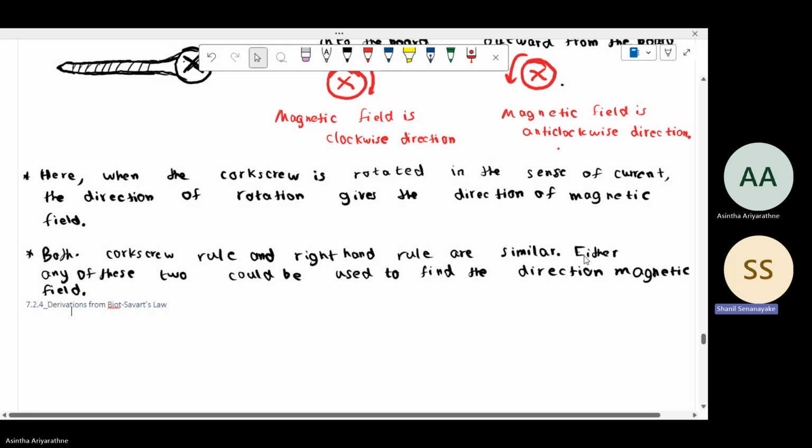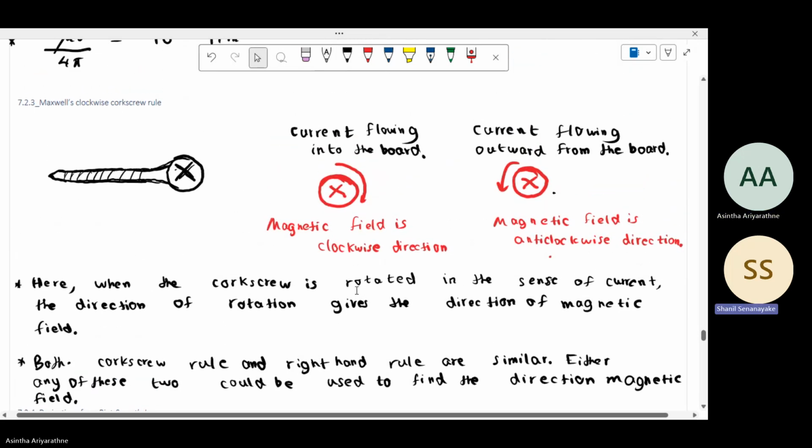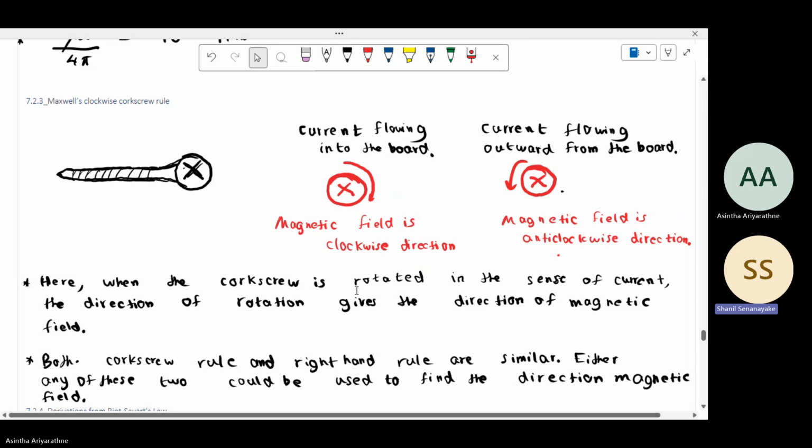The difference? No difference. Depending on the way the corkscrew is rotated, this one changes. If the corkscrew is rotated clockwise, that means the current is flowing into the board.